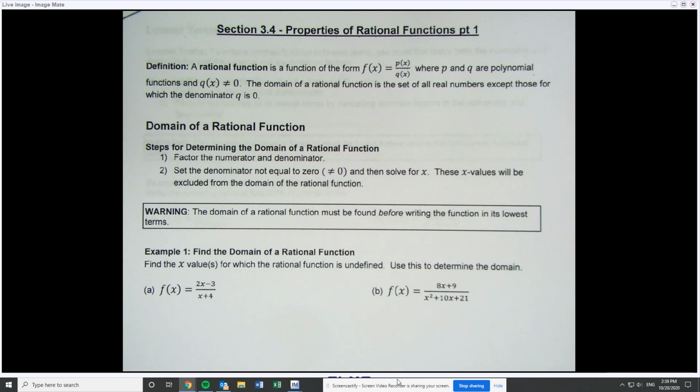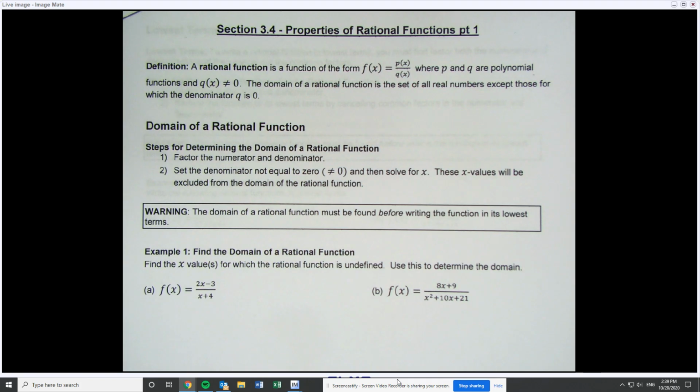Welcome back, everyone, to another college algebra lecture. Today, we are going to talk about rational functions. And this lecture is actually going to be split into two parts. There are a lot of different pieces and details when it comes to rational functions to cover, and I didn't want to squeeze it all into one lecture.